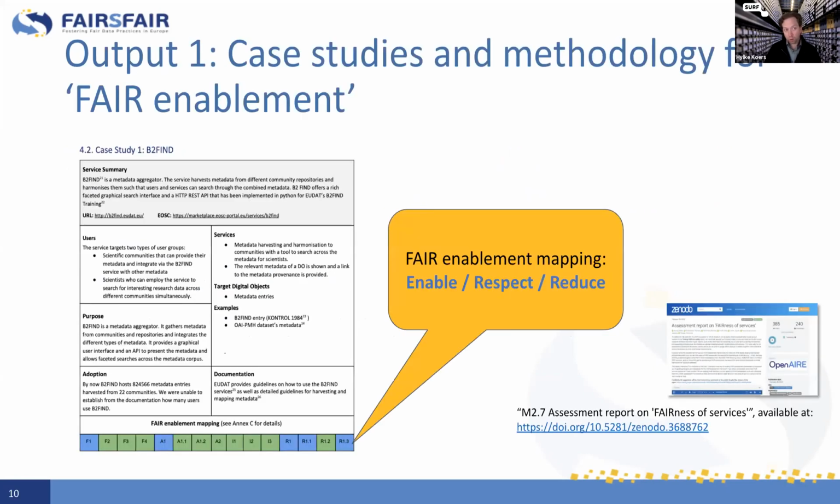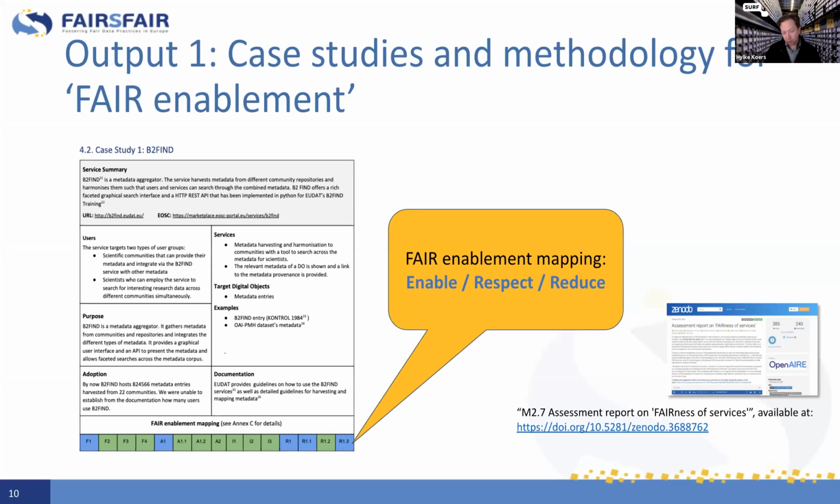We started this work already quite some time ago. We have also delivered some outputs, published some publications or some milestone reports on Zenodo. Just to call out one here in this case. This was an output that was included in the assessment report, and the link is at the bottom. We will, of course, make this available as well. This is a series of case studies and a methodology to assess the FAIR enablement qualities of a service.